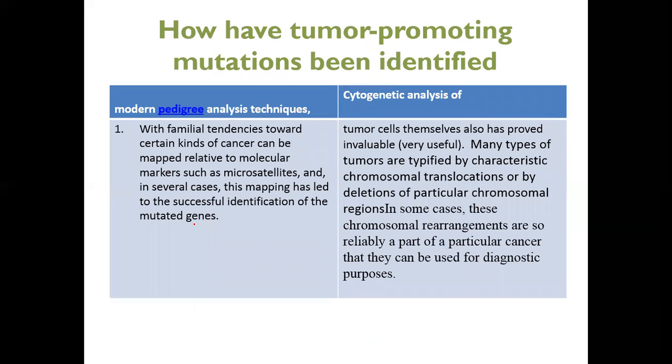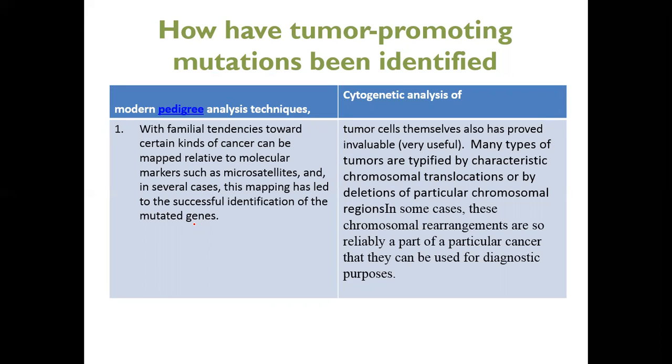Have tumor promoting mutations been identified? In modern pedigree analysis, we can use cytogenetic analysis. A familial tendency towards a certain kind of cancer can be mapped relative to molecular markers, such as microsatellite markers, and in several cases this mapping has led to the successful identification of the mutated gene. Pedigree analysis can be used to detect the mutated genes.